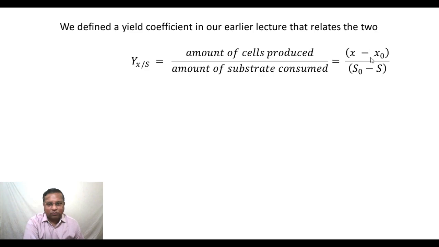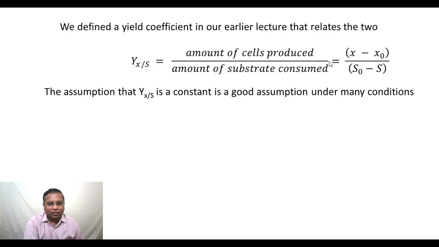Concentration is amount per unit volume. Since we are dividing one by the other and the volume happens to be the same, you can cancel out the volumes. So the amount of cells produced by the amount of substrate consumed can be replaced on both the numerator and the denominator by the concentrations, and we would have the same yield coefficient. Okay, that's what we have done here. And the assumption that Yx/s is a constant is a good assumption under many different conditions.